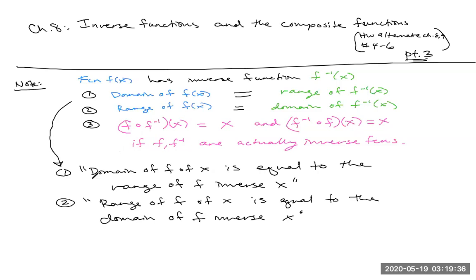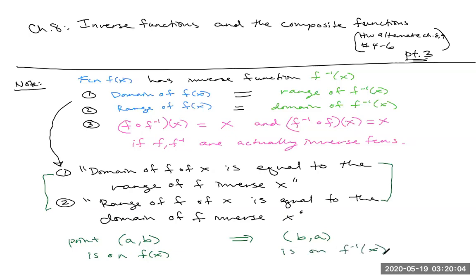Okay, now what these two bullet points together are stating is that if the point (a, b) is on your function f of x, then the point (b, a) is on f inverse of x. Okay, so x and y values flip.